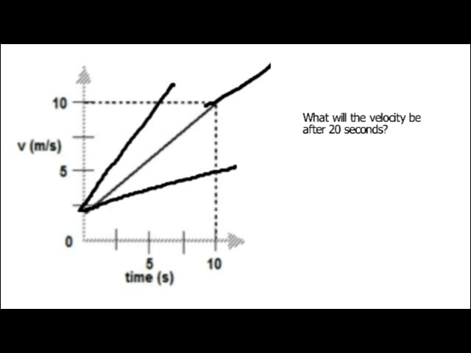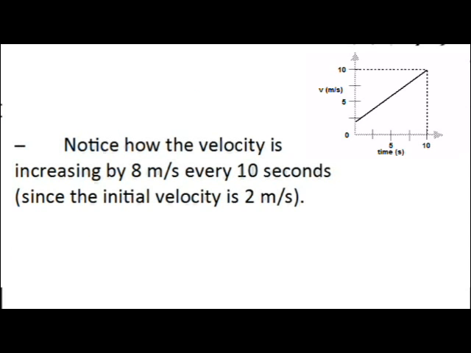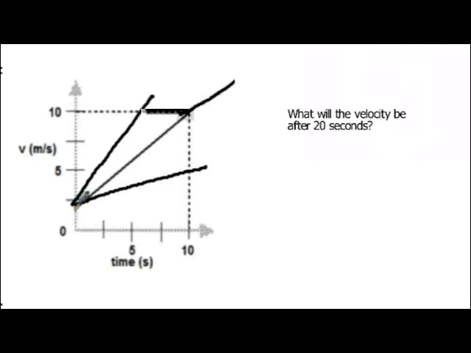to hit. Another way you could do it is look at your velocity. Your velocity is increasing by about 8 meters per second each 10 seconds. So for example, I start at 2 meters per second. After 10 seconds, we said we're at 10. So it went 8 meters per second more in that 10 seconds. So after 20 seconds, it's going to go 8 more meters per second. So if I was at 10, then my final velocity should be 18.